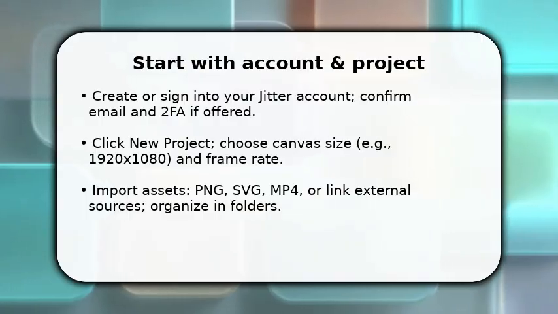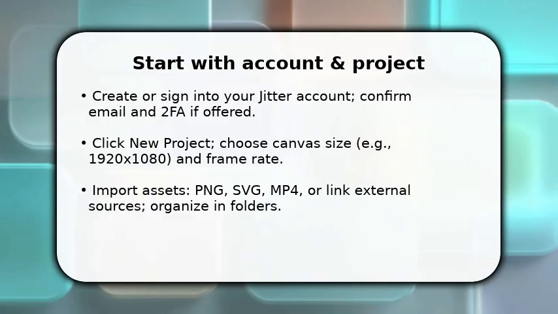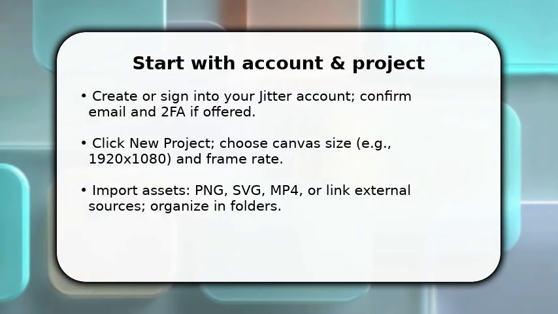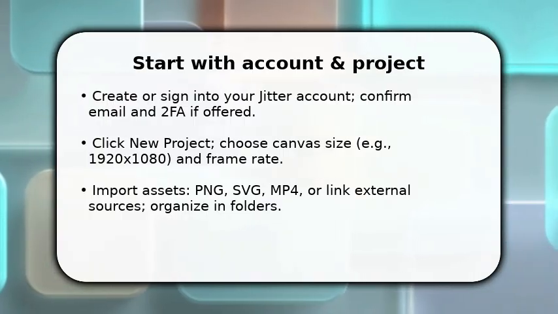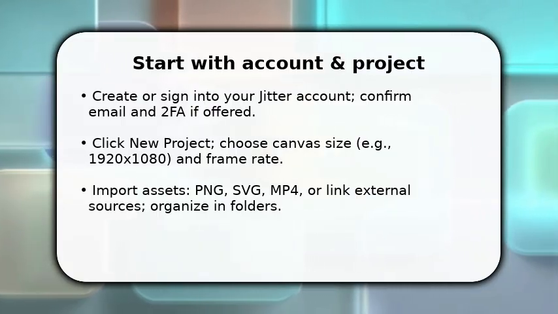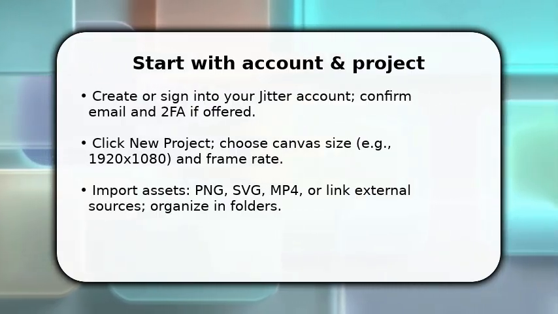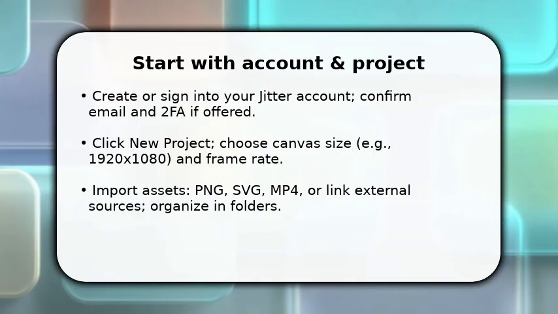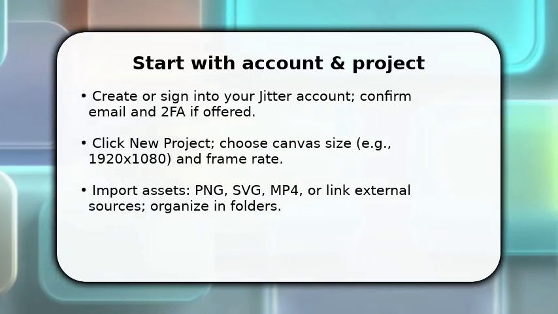You begin by signing into Jitter and setting up one clean project so your workspace stays focused. Create the project, pick a canvas size like 1920 by 1080 and a frame rate that matches your output. Once done, import assets, PNG, SVG, or short MP4, and group them into folders. Make sure to name layers clearly.